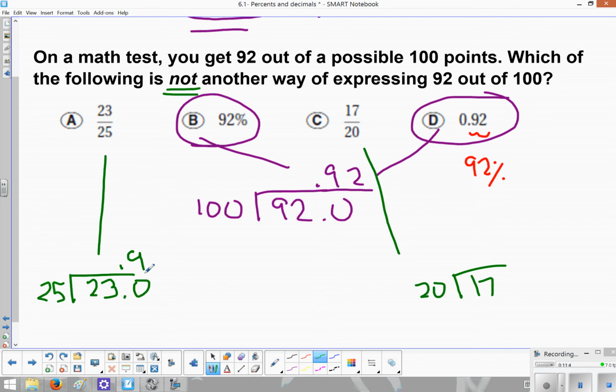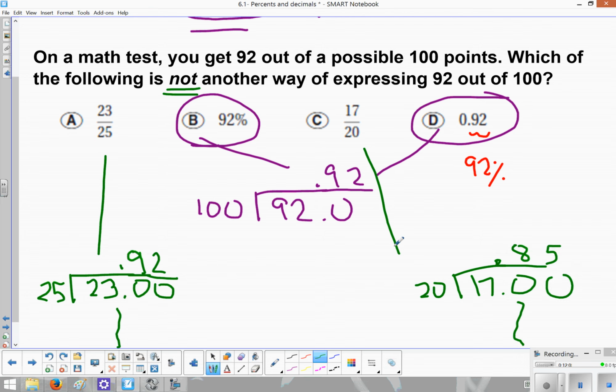So 0.92. Again, make sure you finish this part. I'm just kind of shortening it up just a bit. So it's 0.92. And then when you get 17 over 20, you get 0.85. So as you can see, again, make sure you finish this on your own. 0.85. Finish this on your own right here.